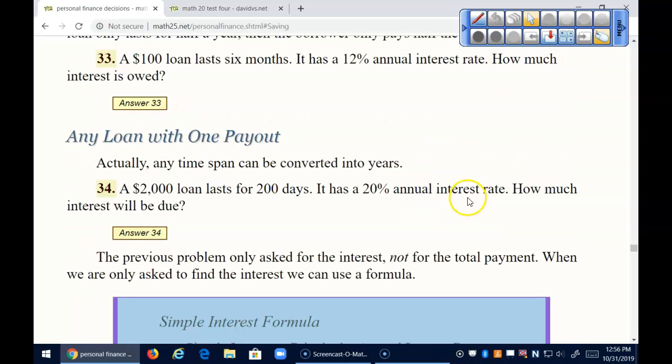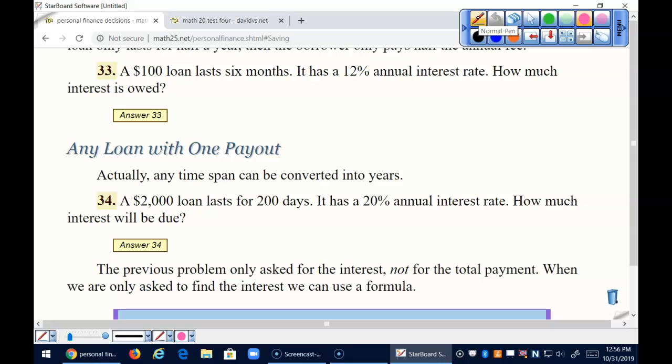Okay, half is a friendly number. We could do something a little worse. A $2,000 loan lasts for 200 days. It has a 20% annual interest rate. How much will we owe? So for the whole year, it would be the 2,000 times the 20%. 2 times 2 is 4. Move your zeros around.